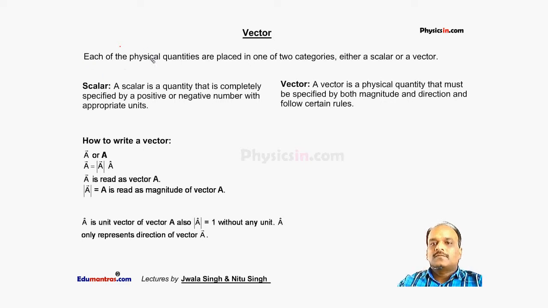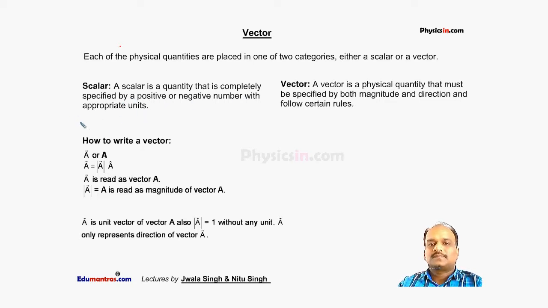Vector. Each of the physical quantities is placed in two categories, either as scalar or vector. First, we will discuss scalar. Scalar quantities are those quantities that are completely specified by a positive or negative number with appropriate units.